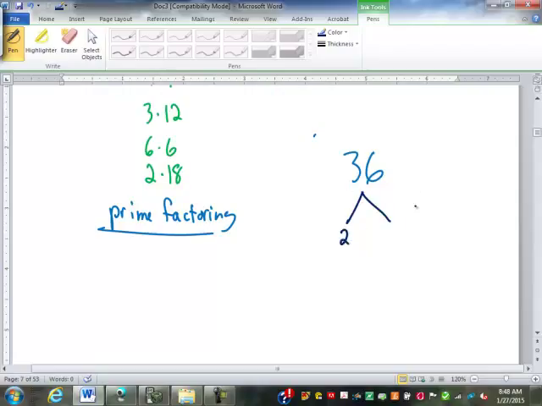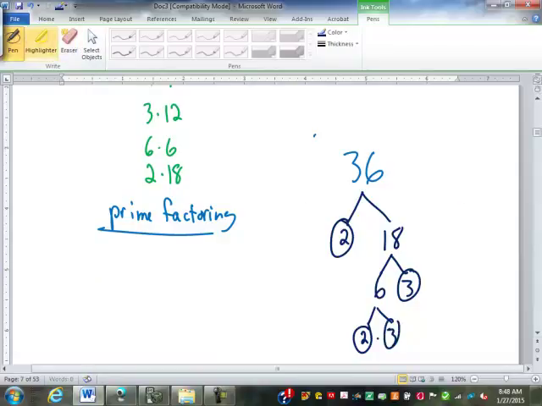If I divide 36 by 2, what's left over? 18. Is the 2 prime? Can 2 be divided by anything else? No. 2 is prime. So I'm going to circle the 2 just to signify that I'm done with it. 18 can be divided by 6. What's left over? 3. 3 is prime, I'm going to circle it. 18, however, can be broken into 2 times 3. Or 6 can be broken into 2 times 3, right? So there's my prime factoring.